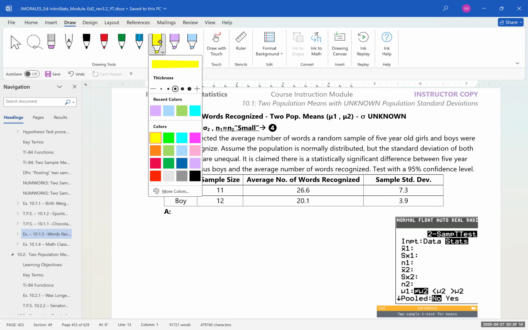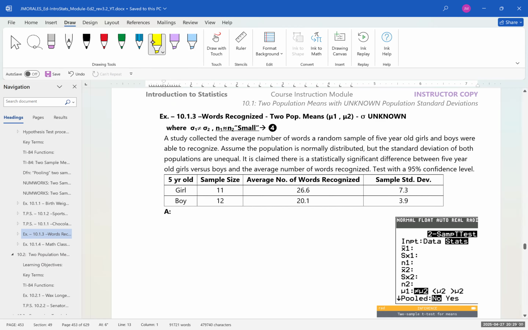All right, so this example is a little different from the previous ones. Again, we're dealing with two population means, again, where the population standard deviations are unknown. But this time, instead of assuming that the population standard deviations are equal, now we're assuming that they are unequal. So this means we're not going to have a pooled standard deviation.